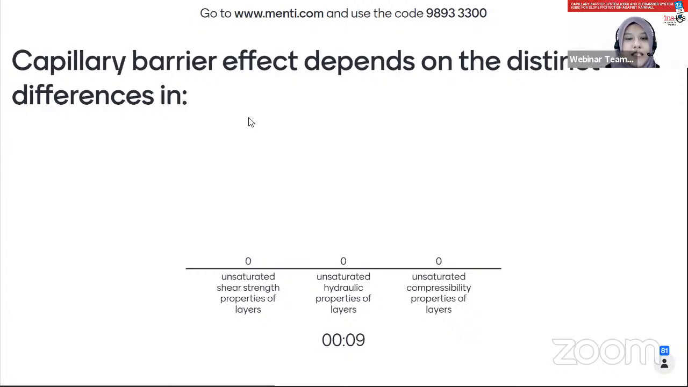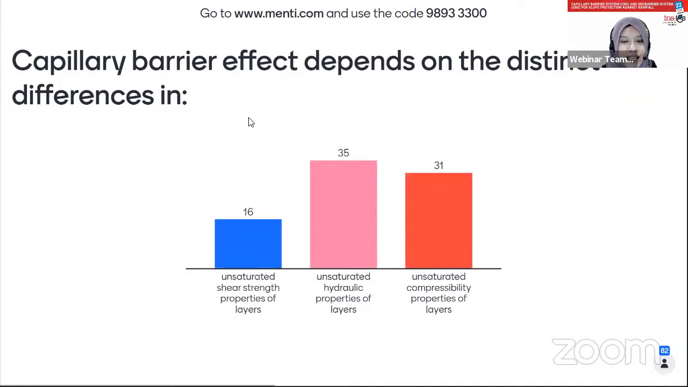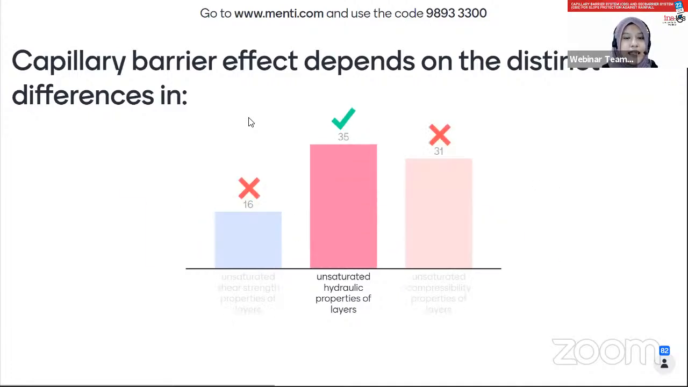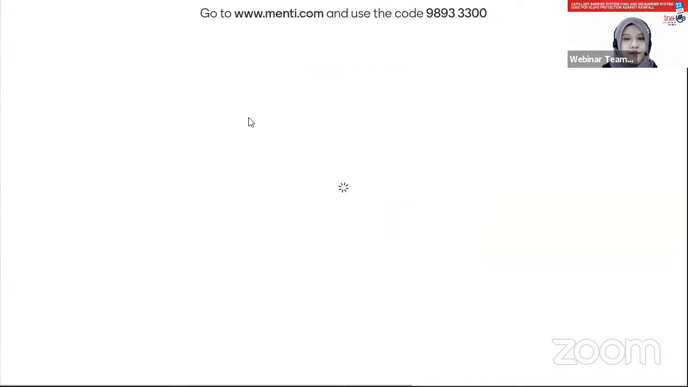Is it the first, the second, or the third option? Five, four, three, two, one, time's up. Let's see. The correct answer is unsaturated hydraulic properties of layers. Let's see who wins the game.